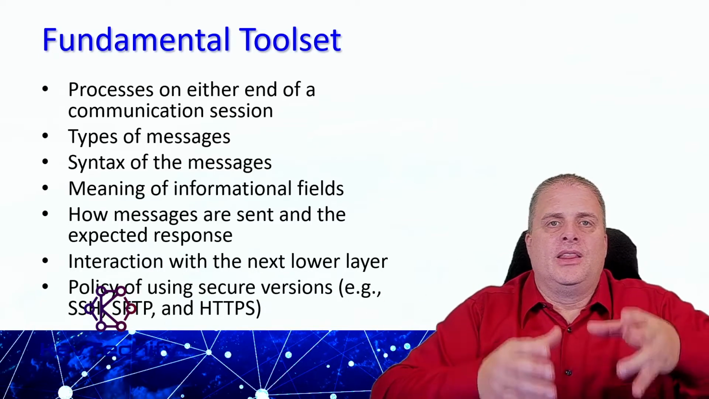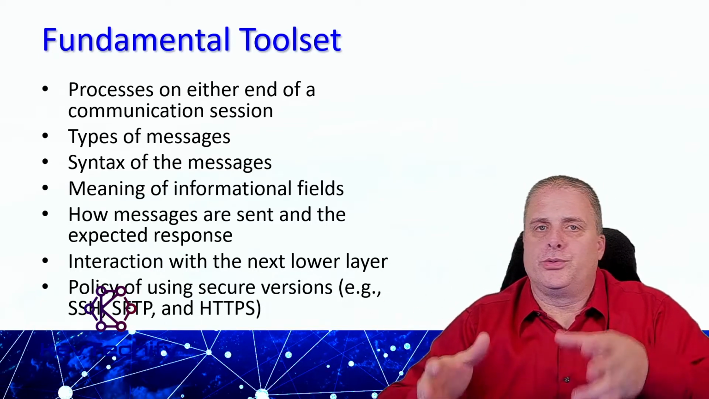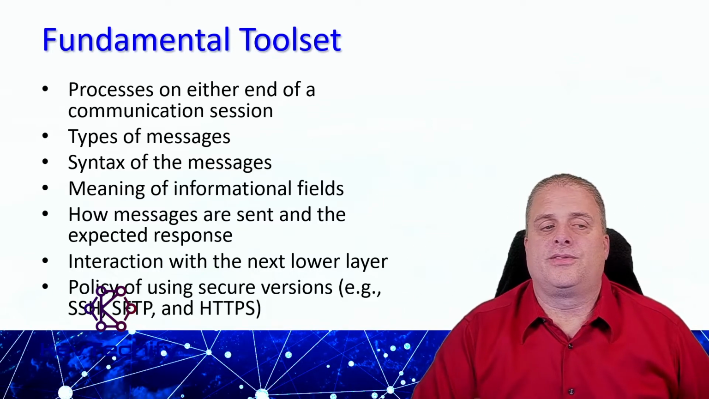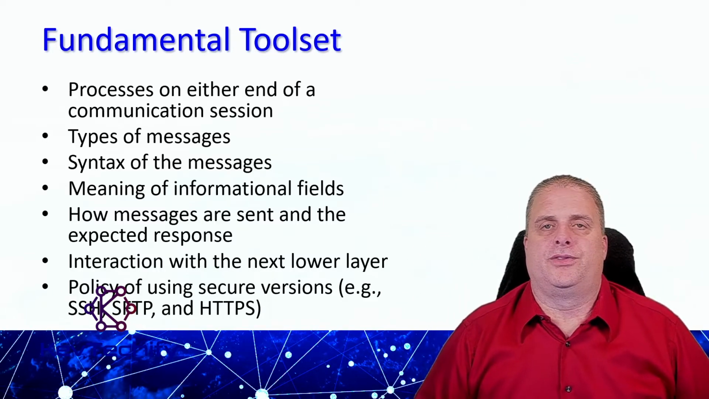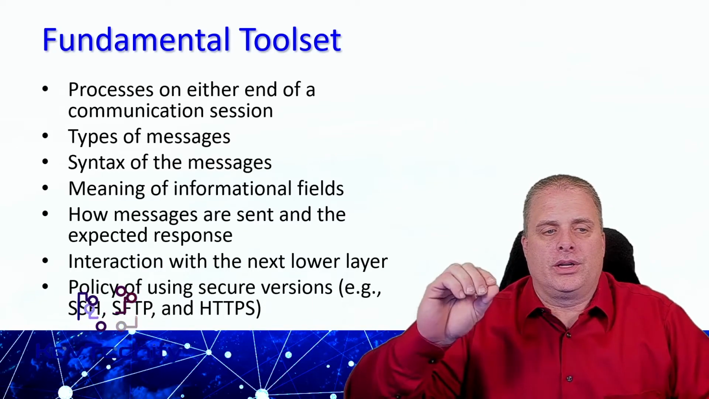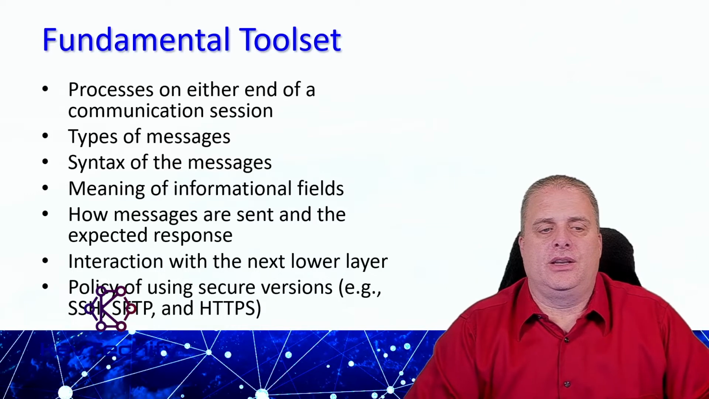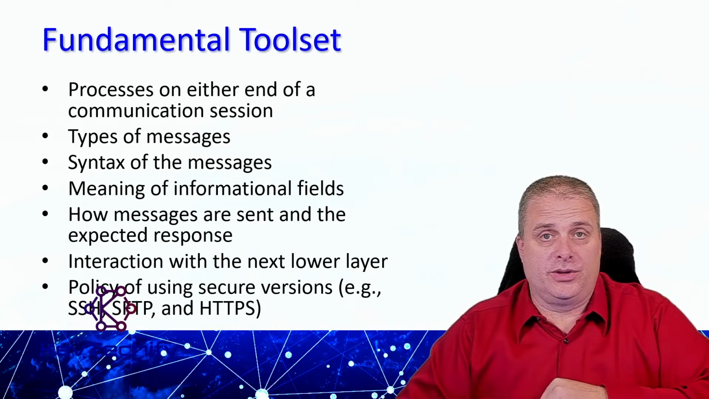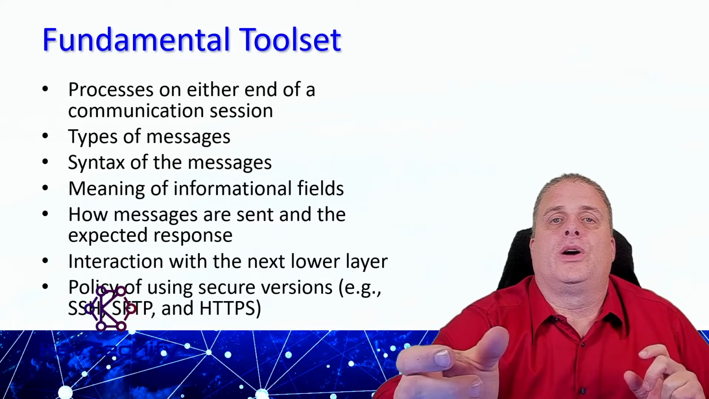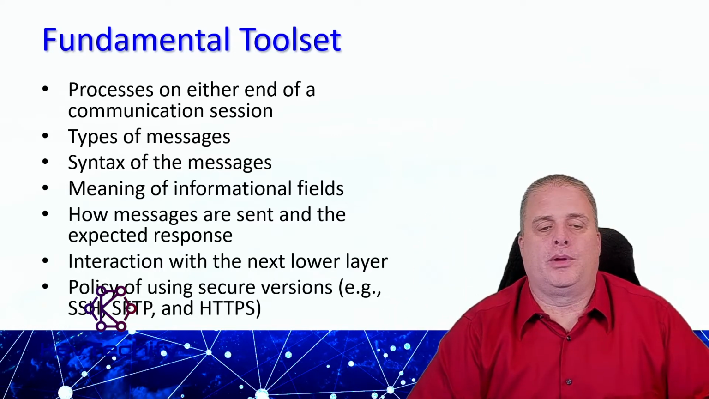Do we have the keyword and then some options? Do we need quotes or not? It's going to do all that. Then it defines the meaning of the informational fields, what each of those values actually mean. We're going to see how messages are sent and what the expected responses are. Basically, you're going to send an echo request, and that echo request is going to have an echo reply coming back.